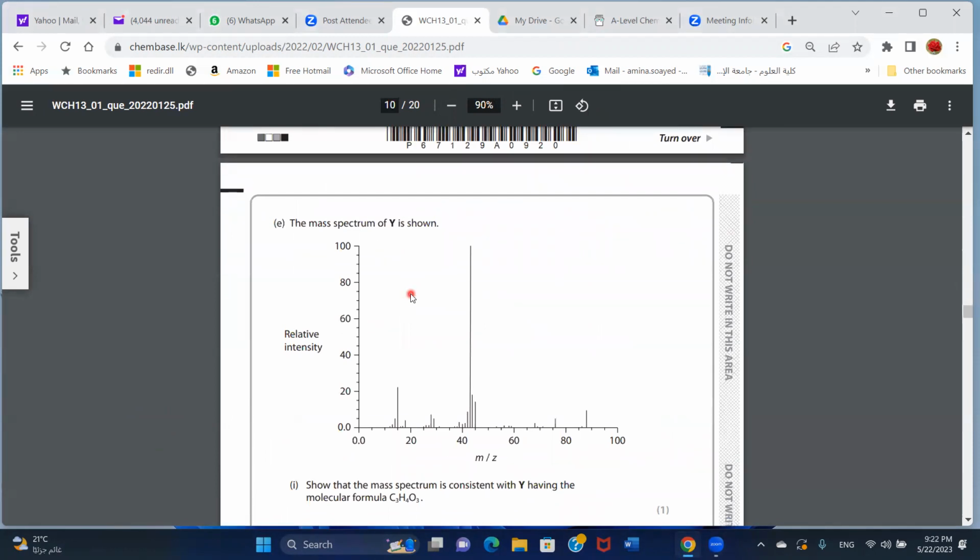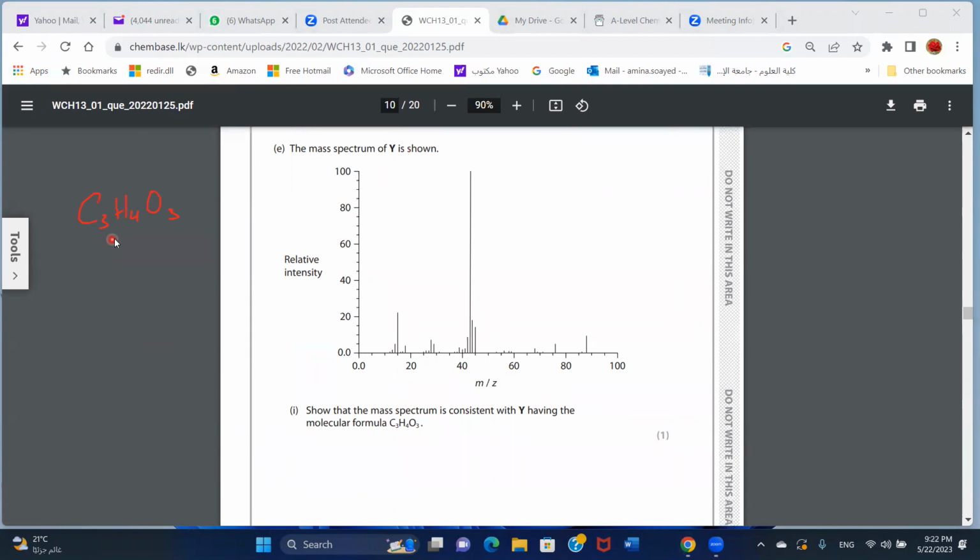Alishba, the mass spectrum of Y is shown. Show that the mass spectrum is consistent with Y having the molecular formula C3H4O3. How can we show from the mass spectrum that the compound has this molecular formula, C3H4O3?